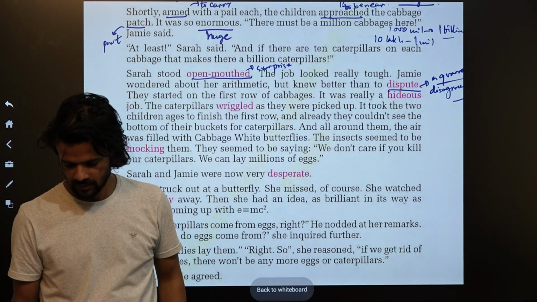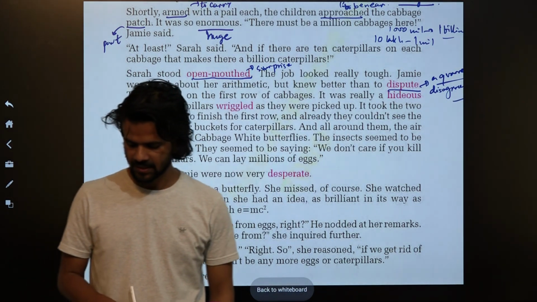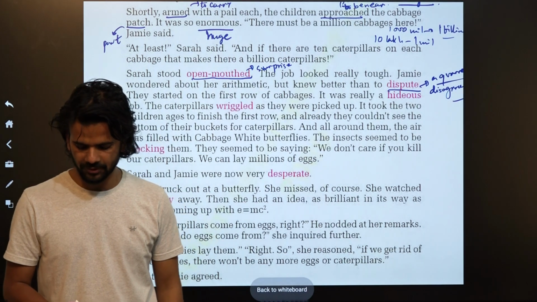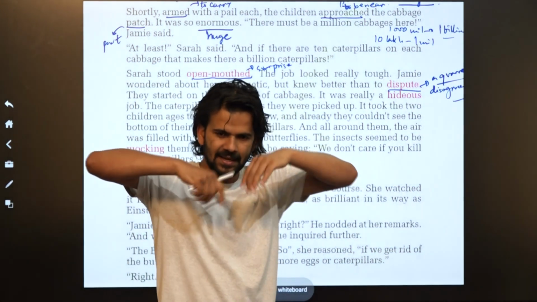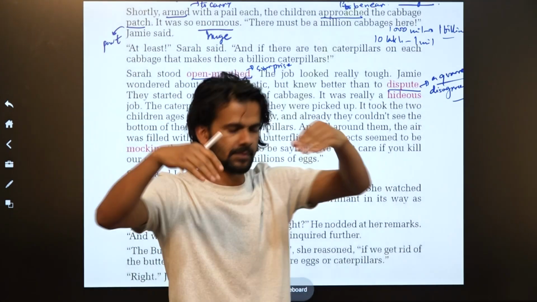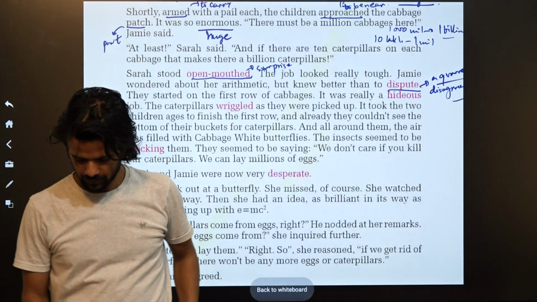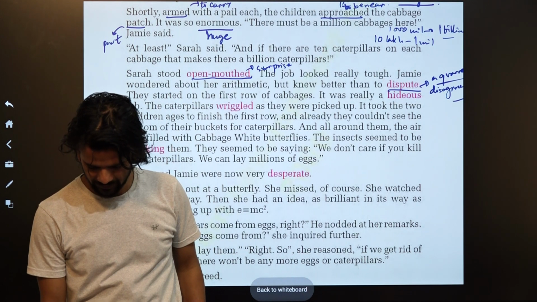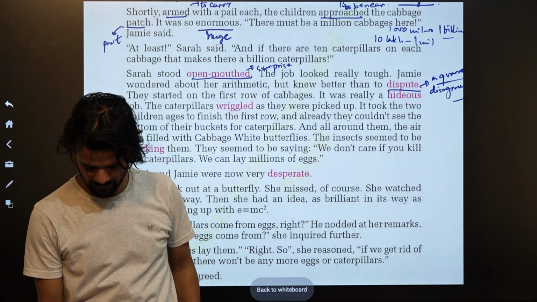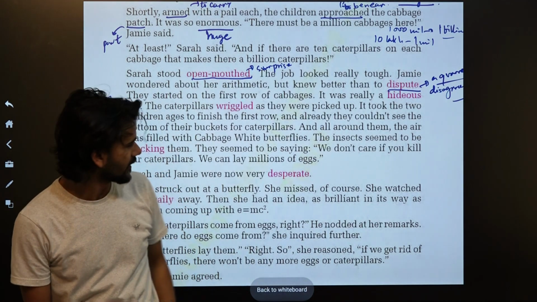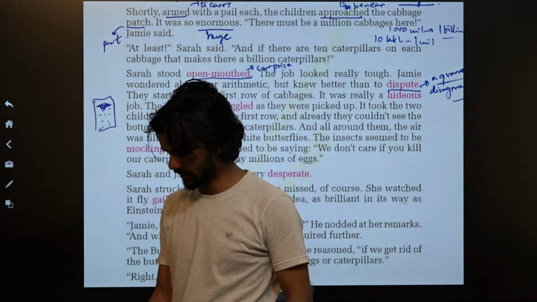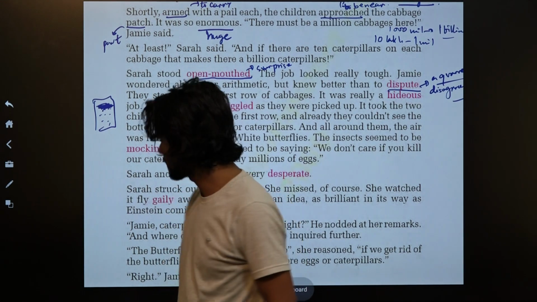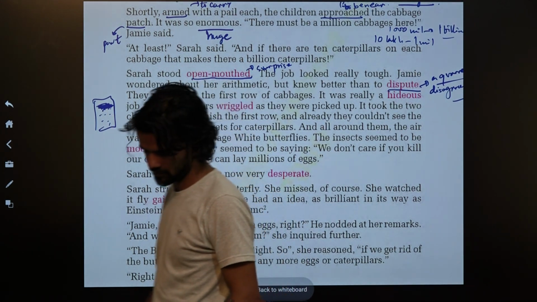So he didn't want to have a disagreement. They started on the first row of the cabbage, the first line of the cabbage. There is a huge patch, and they've started from the beginning, from the first row. So you have this cabbage field, and then you have many cabbages like these ones. You start from somewhere here, right? So that's the first row. So you start from the first row. I started from the first row.